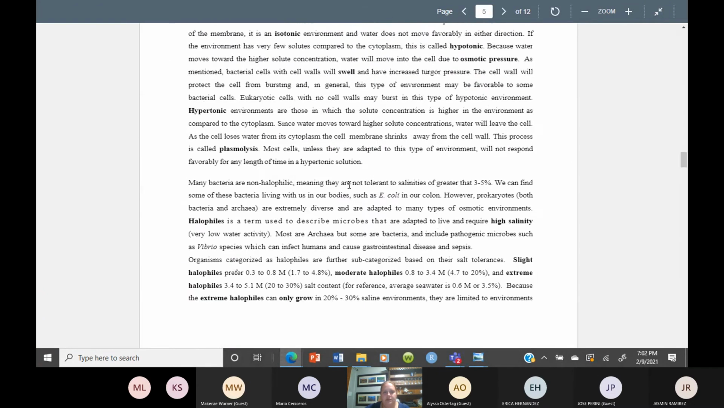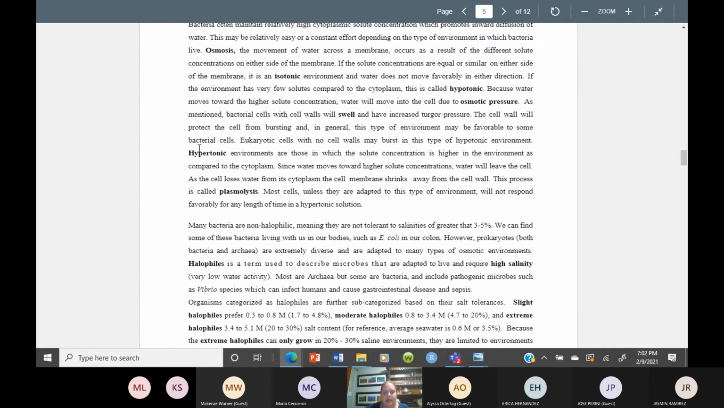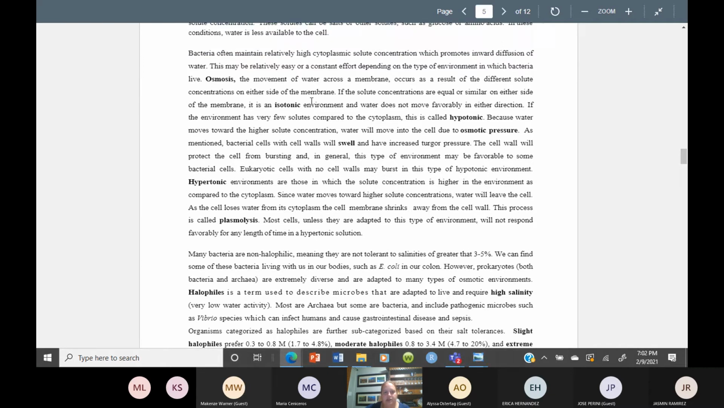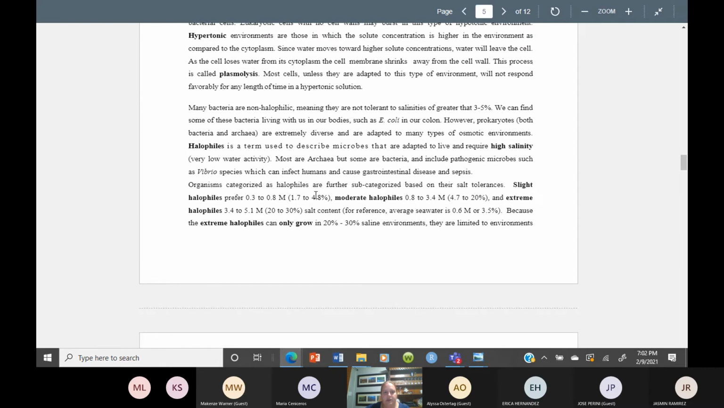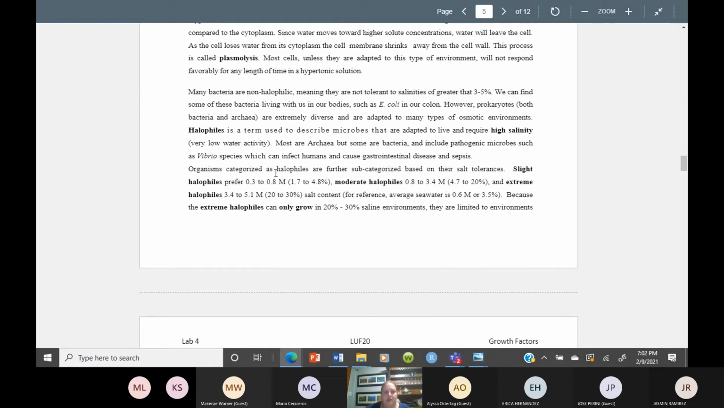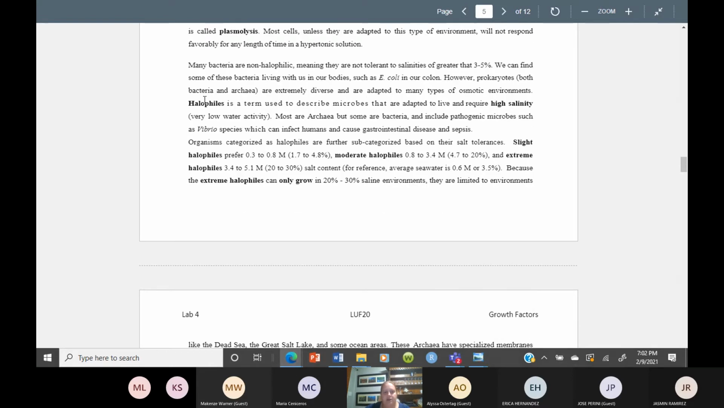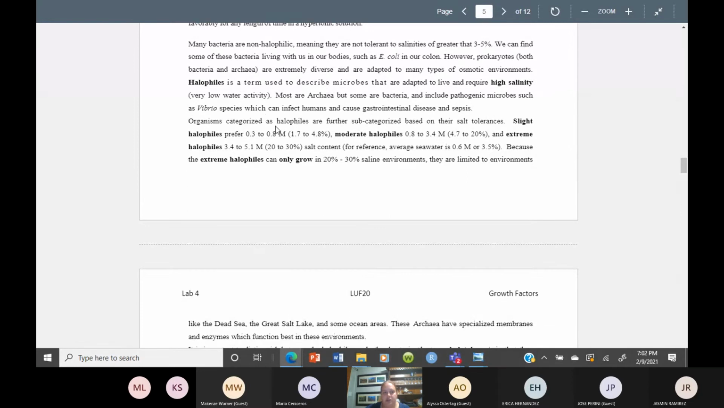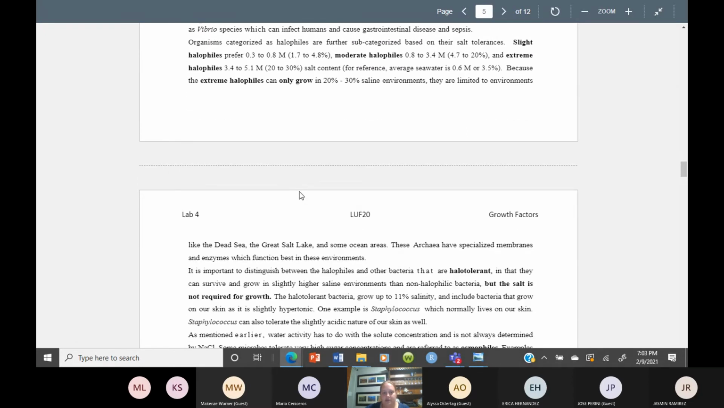Cool. So yeah, some of the terms that you'll see in here, hypertonic, hypotonic, isotonic, we just talked about those three terms. Plasmolysis, that's where the cell bursts open. And then halophiles, we talked about halo meaning salt, phile meaning loves or requires. So a halophile would be a bacteria that requires a salty condition. And there's slight, moderate, and extreme halophiles.